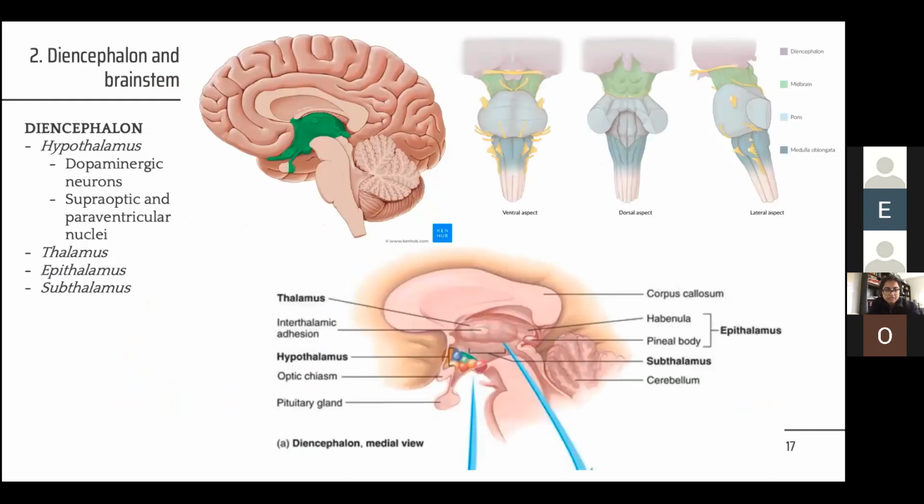Diencephalon first. The diencephalon is the purple part up here, and from the other diagrams, you can see that it actually extends a little bit more superiorly. The diencephalon is essentially the four thalami, if you will, the four thalamuses.